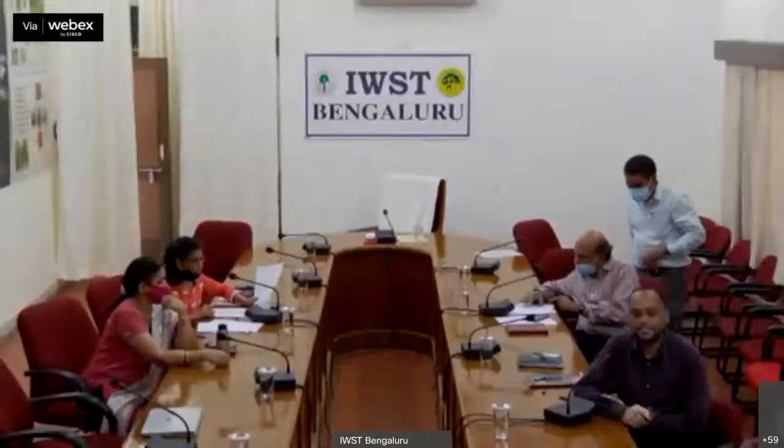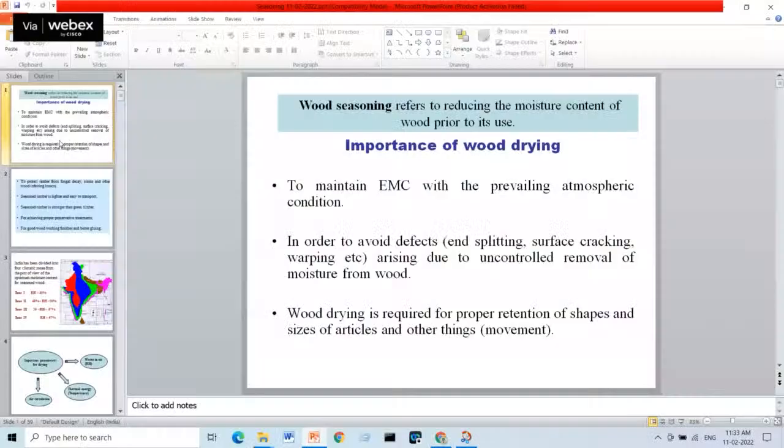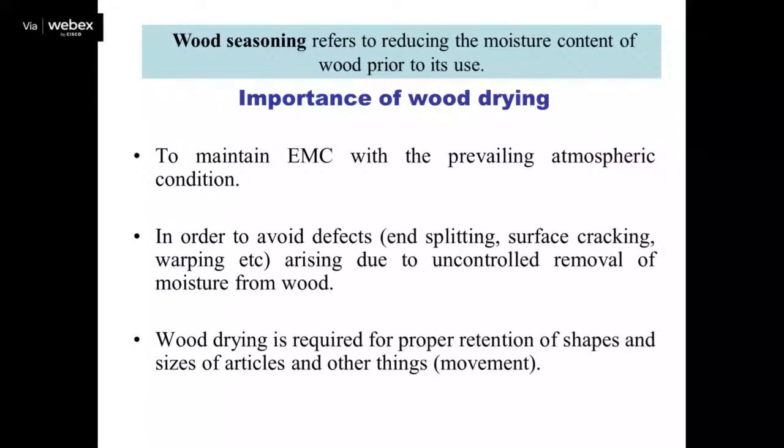Over to you, sir. Good afternoon to everyone. So let us discuss a little bit about seasoning. As the previous speakers have said, seasoning is one of the very important criteria when we are dealing with wood, because it not only retains the shape, but also helps with ease of woodworking and giving the preservative treatment. All those factors are dependent upon how we are drying the wood. So seasoning of wood refers to reducing the moisture content prior to its use.